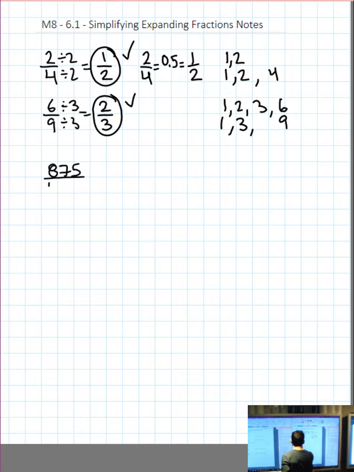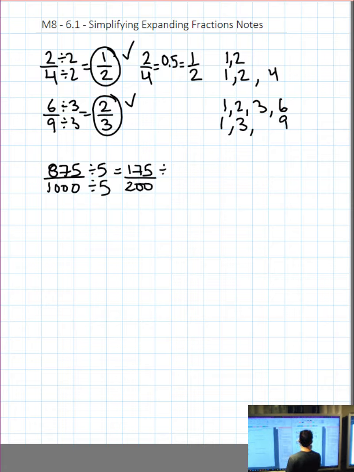875 over 1,000. The first thing that we can do is recognize that we have a 5 and a 0 last. In the lowest common multiple and greatest common factor notes, I spoke about how we know if 2 goes into numbers or 3 goes into numbers, etc. So I know that 25 definitely goes into both of these numbers. But I'm going to pretend like I don't and just start dividing the top and bottom by 5. So 875 divided by 5 is equal to 175. 1,000 divided by 5 is 200.